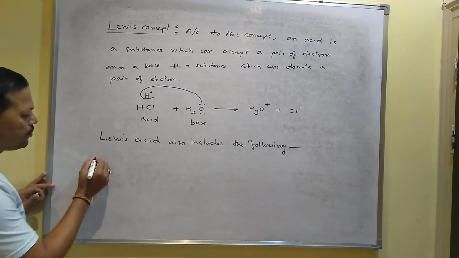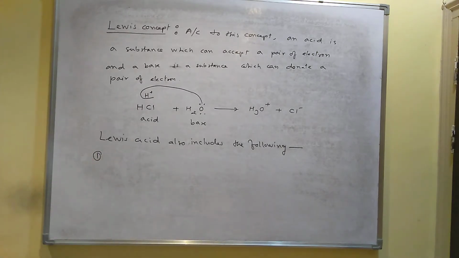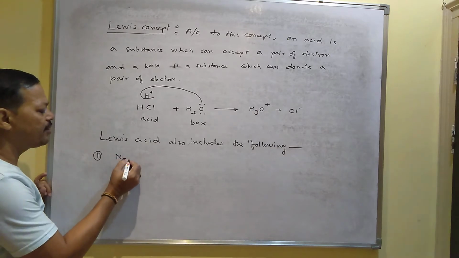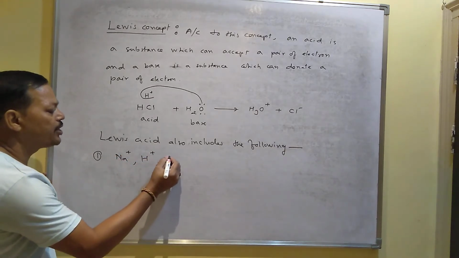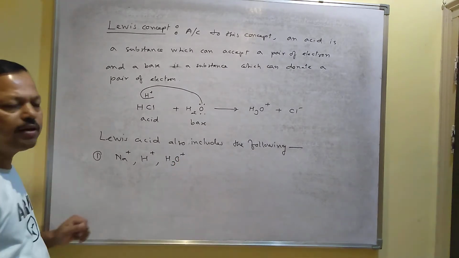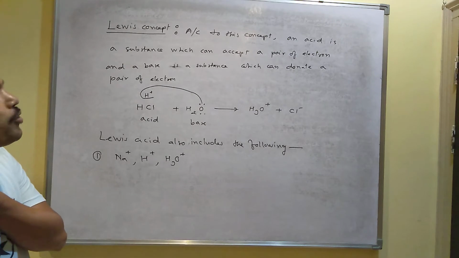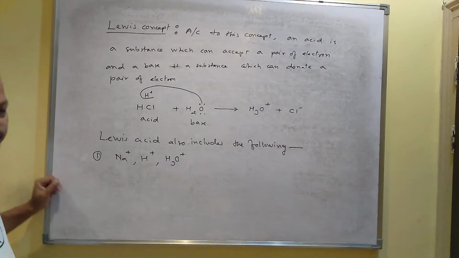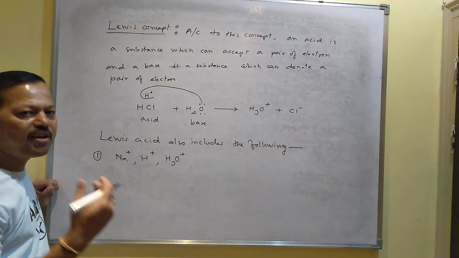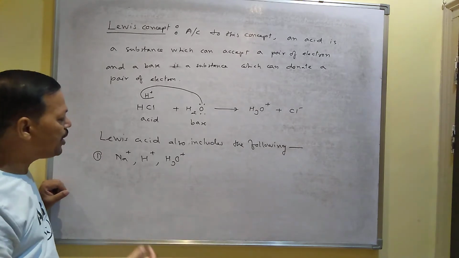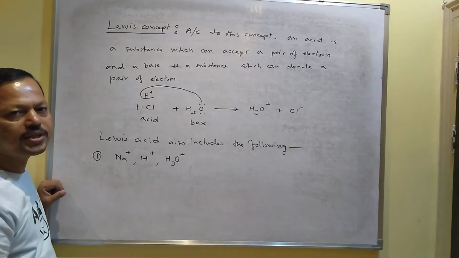Number one, Lewis acid: all cations. Cations means the positive ions like Na plus ion, H plus ion, hydronium ion, this type of ions. Any positive ion always acts as acid according to Lewis concept. And why do these positive ions act as acid? Because positive means they have deficiency of electron, and due to deficiency of electron, they can accept the electron pair.